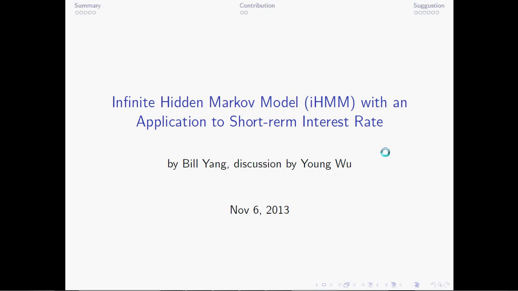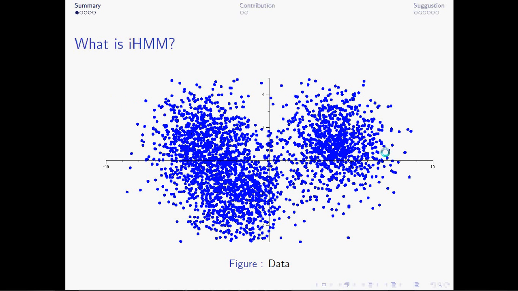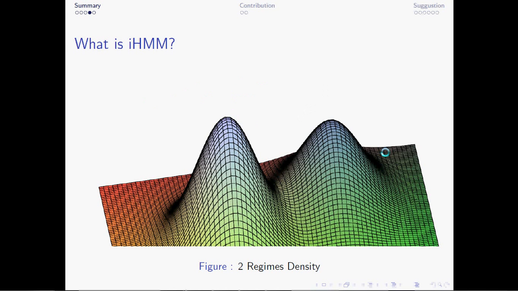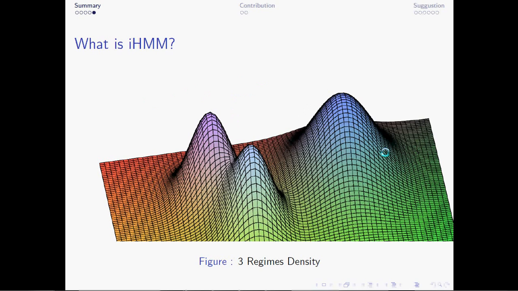I'll first briefly summarize Bill's paper by 5 diagrams. First one, a bunch of points. We may think there are 2 clusters, but when I generated them, I actually used 3. Then the problem becomes, if we assume it's a mixture of normal distributions, are there 4 parameters, the means and variances, or are there actually 6 parameters?